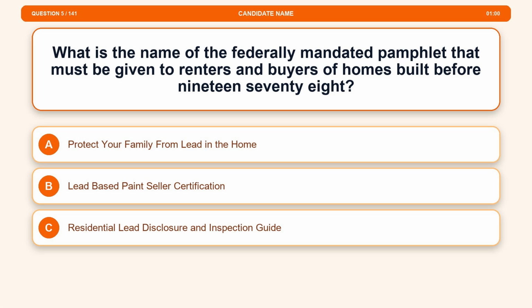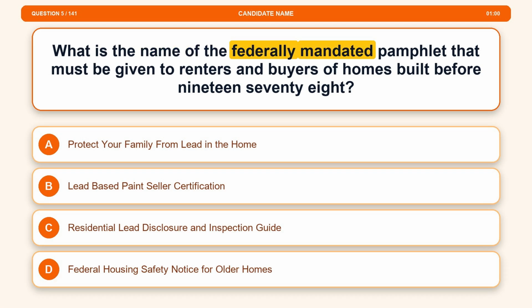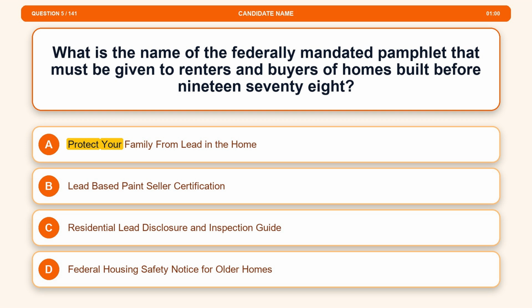Question 5. What is the name of the federally mandated pamphlet that must be given to renters and buyers of homes built before 1978? Option A. Protect your family from lead in the home. Option B. Lead-based paint seller certification. Option C. Residential lead disclosure and inspection guide. Option D. Federal Housing Safety Notice for older homes.